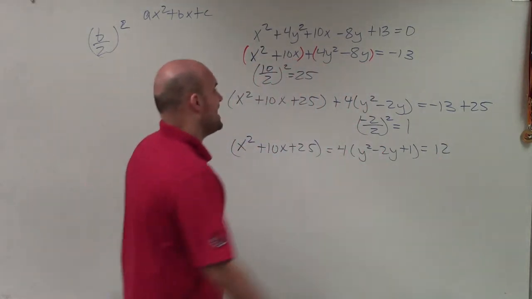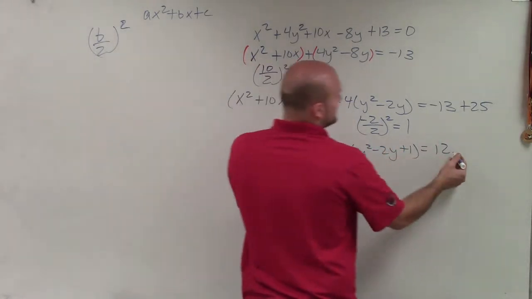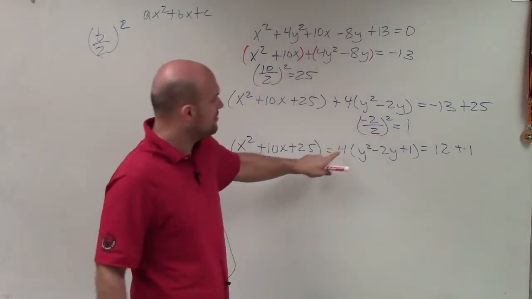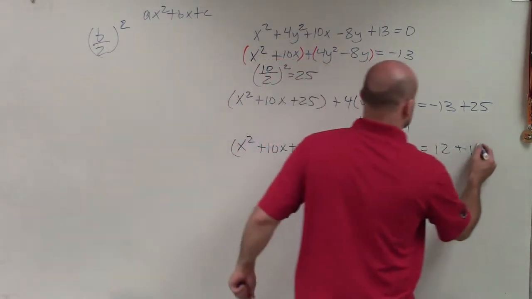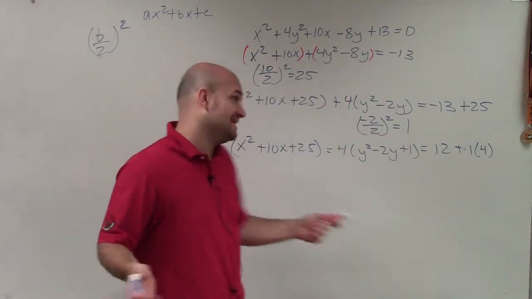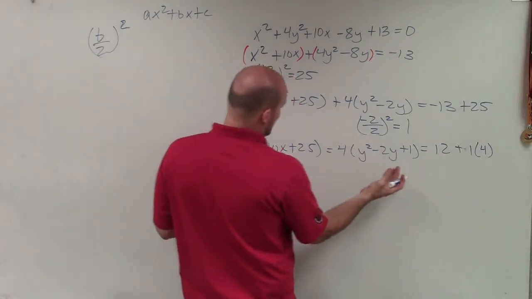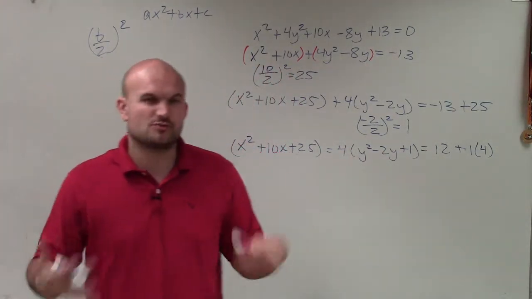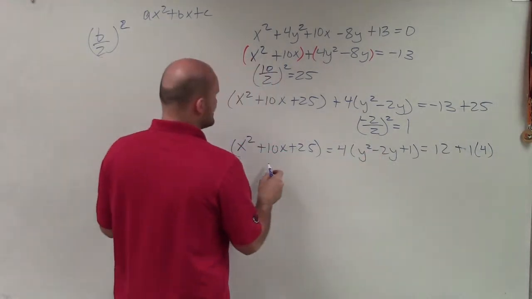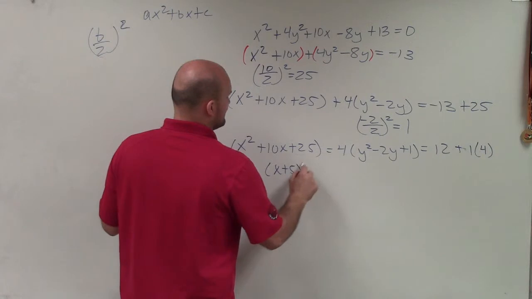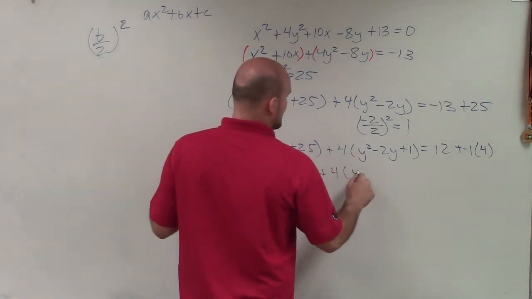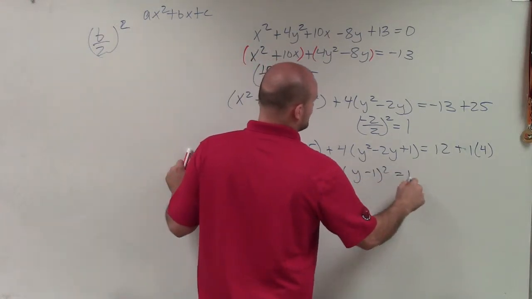Since I added 1 inside this parenthesis, I need to add the 1 over here, right? But remember, this 1 is being multiplied by 4. So therefore, this 1 also needs to be multiplied by 4. That's 4 times 1 plus 12, which is going to be 16. Now, the whole purpose of why we completed the square to make these perfect square trinomials is that each one can now be factored as a binomial squared, which is x plus 5 squared plus 4 times y minus 1 squared equals 16.